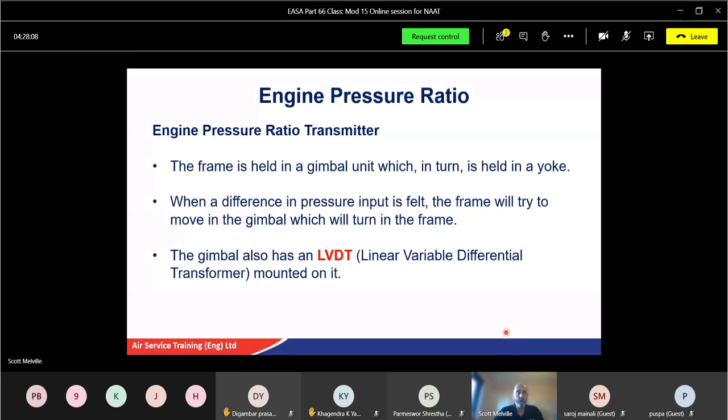So the gimbal has a good old friend, the LVDT, the linear variable differential transformer, mounted onto it, just a sensor giving positioning back. Where else did we see our LVDT? What system was that fitted to? If anybody remembers? In fuel. Yes, well, it does have to do with fuel-ish. What was the fuel doing? What was it sensing? An LVDT sensor was used for what? What did it need to know the position of?